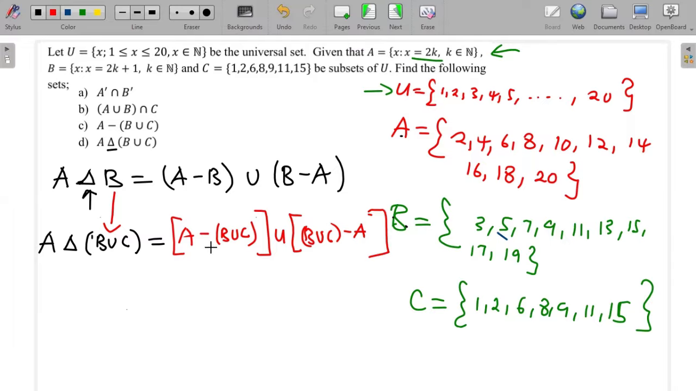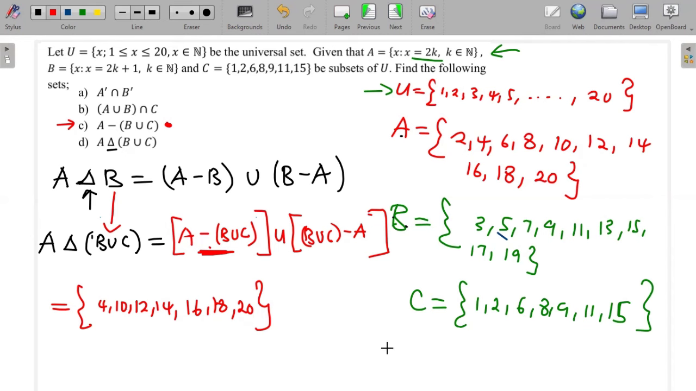So this answer here, we already got it from part C. What did we get there? We got the set that had 4, 10, 12, 14, 16, 18, and 20. Let me write it here: 4, 10, 12, 14, 16, 18, and then 20. So this was the first part, meaning we just have to find this other part here.